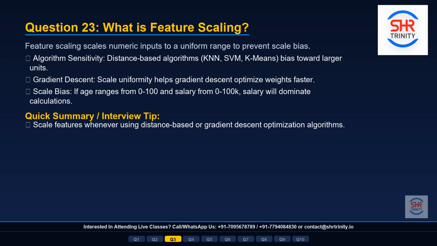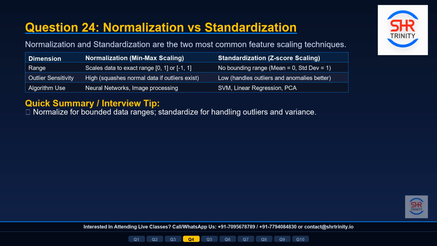Question 24. Normalization versus standardization. Look at the comparison table on screen. Normalization, also known as min-max scaling, shifts and rescales the data so that all values fit precisely between 0 and 1. The formula subtracts the minimum value and divides by the range. However, normalization is highly sensitive to outliers. If you have an extreme outlier, it will squash all the normal data points into a tiny, indistinguishable cluster. It is best used when the data distributions do not follow a bell curve, such as in neural networks and image processing where pixel values must reside between 0 and 1.